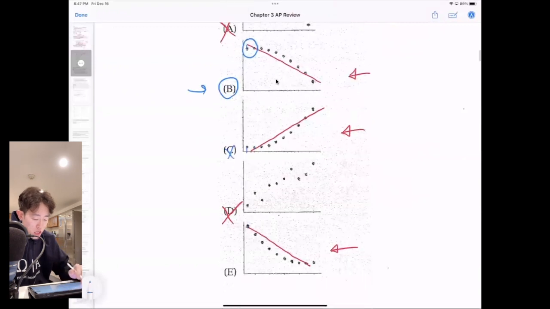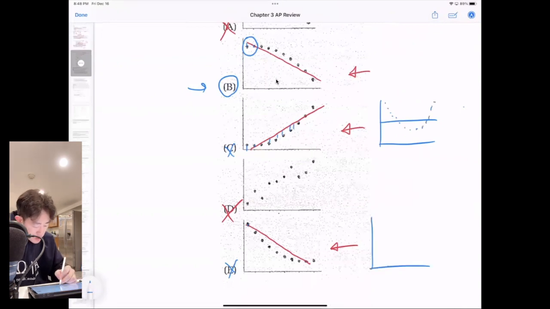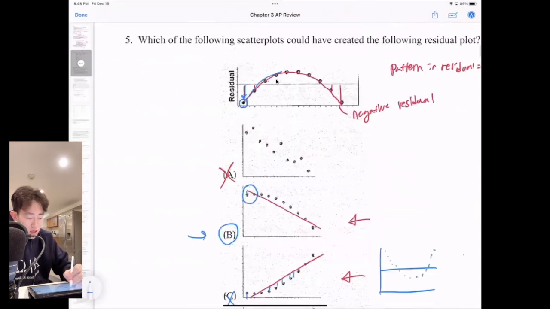The other ones will tend to look more like this. So if this was the residual, then it would be positive here. Then it will go down, because you can see how all the residuals are downwards, and then it will come back up. And for this one, it's pretty much the same relationship. So your residuals will look like this, not the upside down parabola. The only one that gives you that is B.